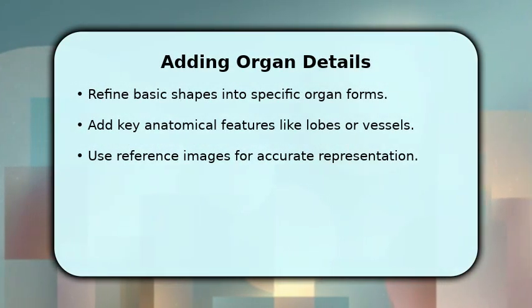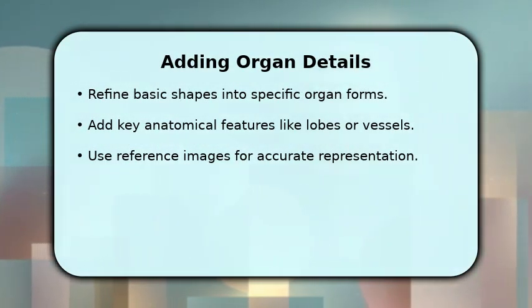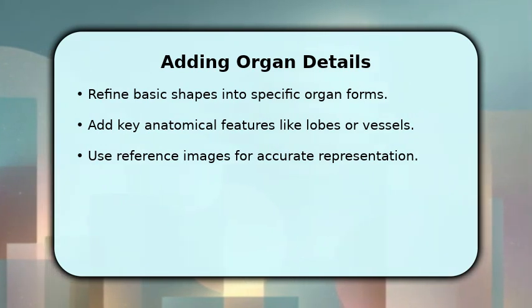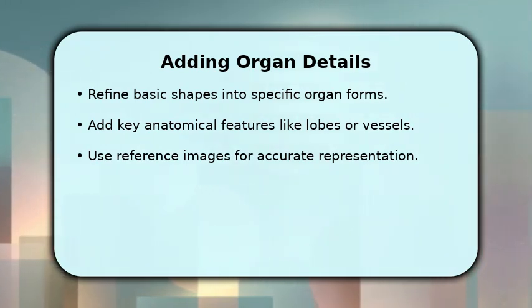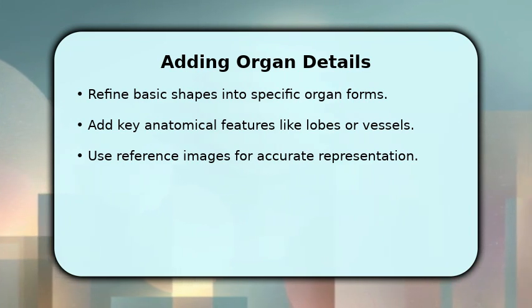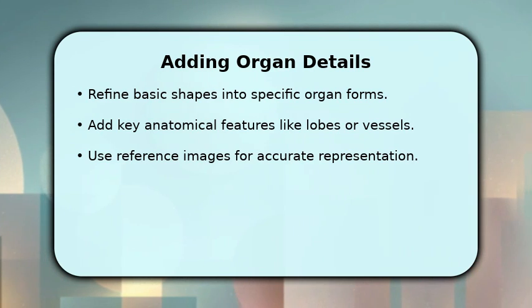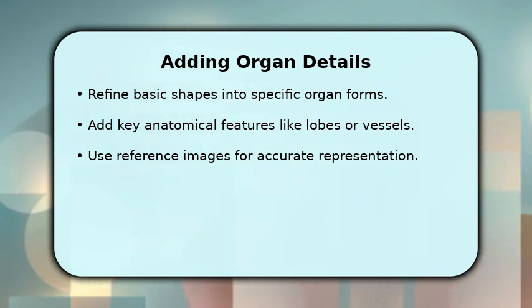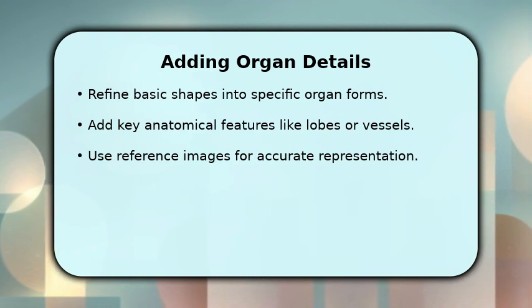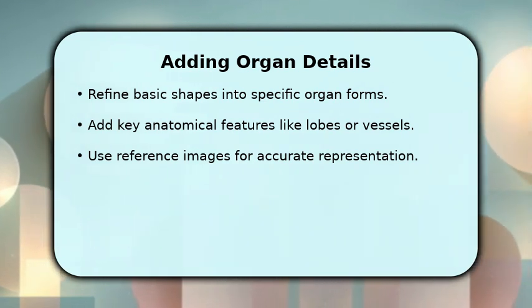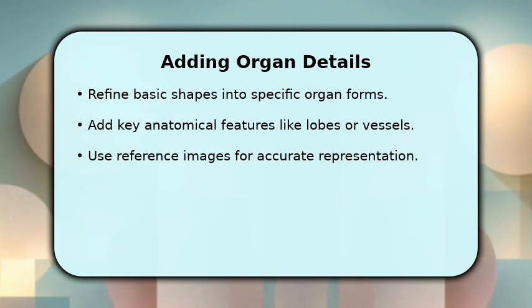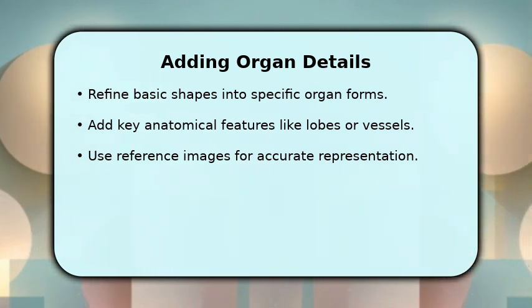Now, let's refine those basic shapes into recognizable organs. For instance, an oval might become a kidney, or a larger shape could evolve into the liver. Focus on adding the distinct contours and primary features of each organ. Don't forget to include major connecting structures, such as the aorta or vena cava, to show how systems interact. This stage brings your drawing to life with more precise anatomical forms.